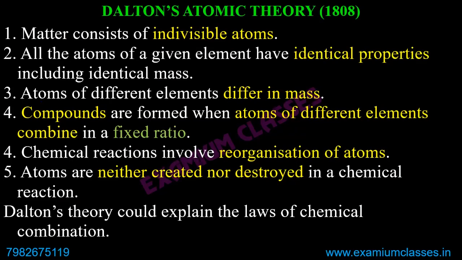Then there is Dalton's atomic theory. Not very important, but still few questions appear from here. Matter consists of indivisible atoms. So Dalton was the first person who said that the smallest part is the atom and you can't further divide it. All the atoms of a given element have identical properties, including identical mass. However, this is not 100% correct. When I cover the exceptions, I'll tell you why. But I will still suggest that you go through the notes and memorize all these points. Okay. Just going through these points, you will not be able to memorize. Go through the notes and memorize.